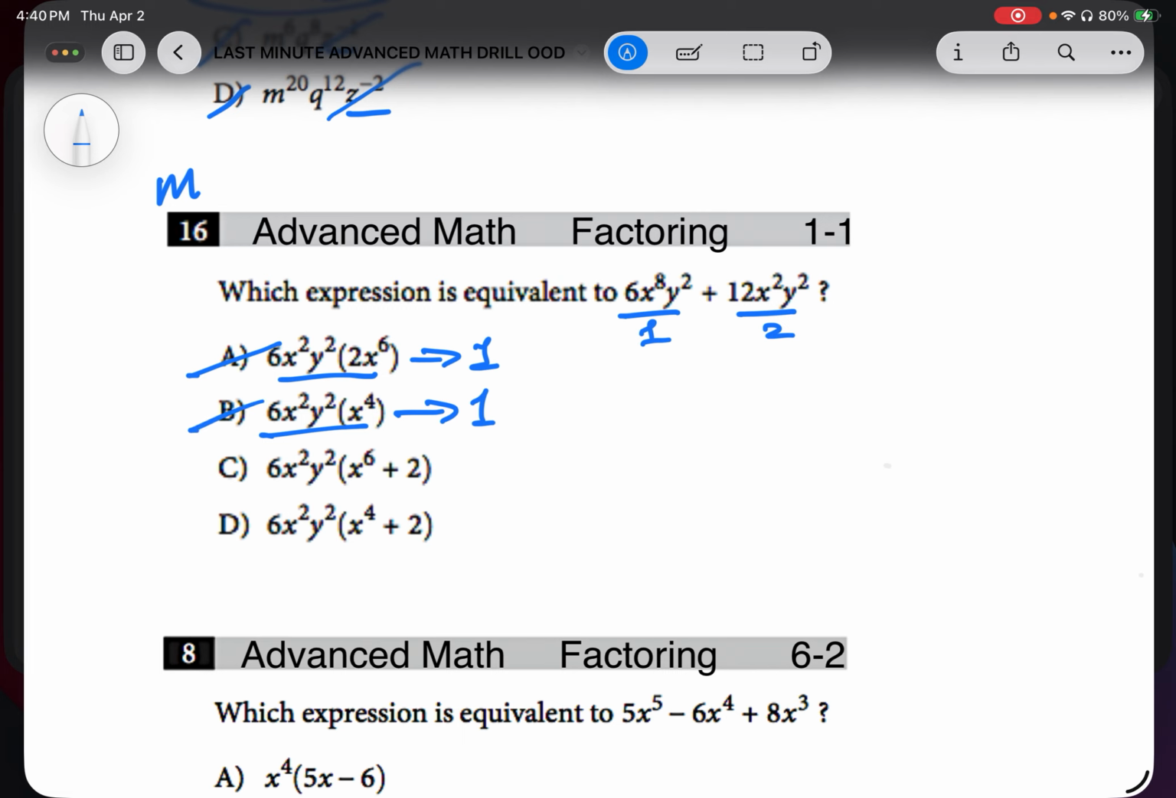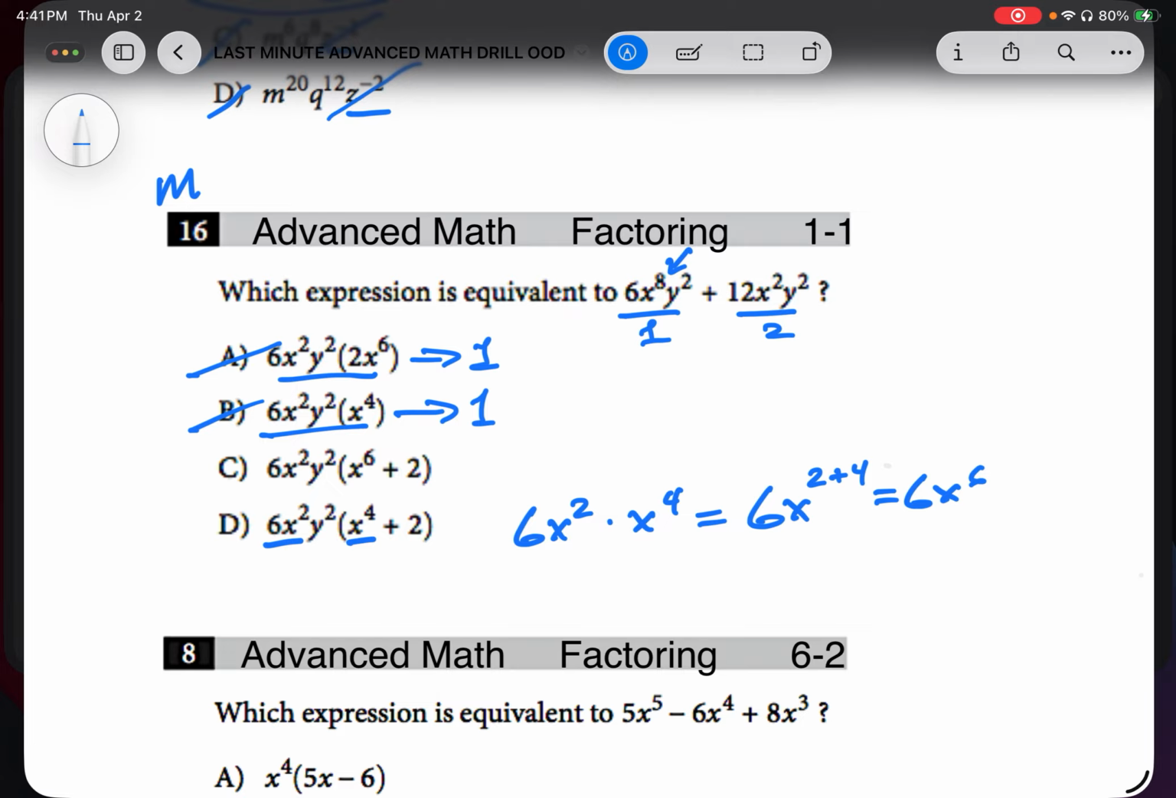Here we go with the exponents again. Let's try answer choice D. 6x squared, we're going to multiply it by x to the 4th power. 6x squared times x to the 4th power. What do we do with the exponents? We're going to add them. That's 6x to the 2 plus 4, which is going to equal 6x to the 6th power.